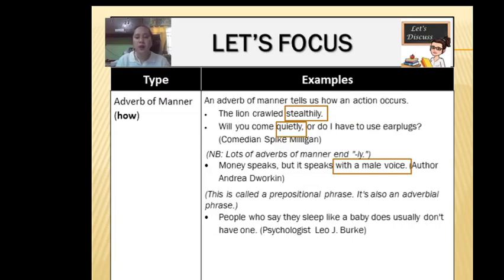Let's have the last one. Let's see if you can answer it. People who say they sleep like a baby usually don't have one. What do you think is our adverb of manner in this sentence? If you say like a baby does, then you are right.